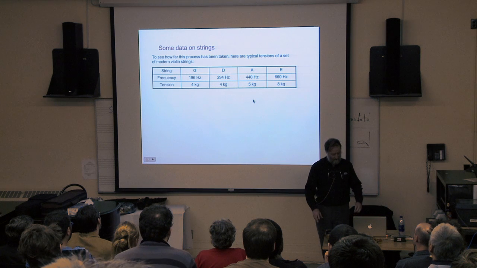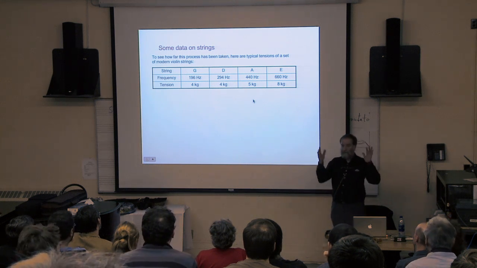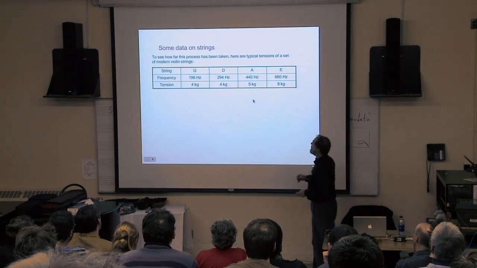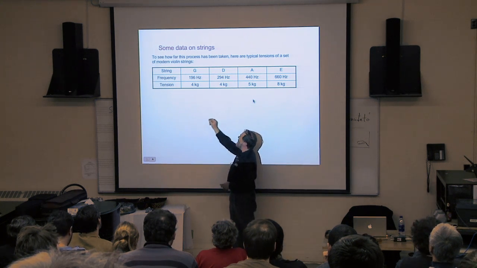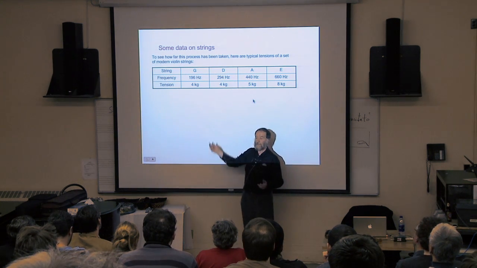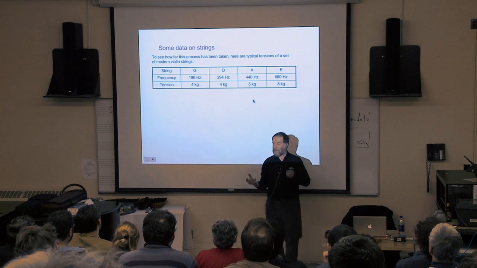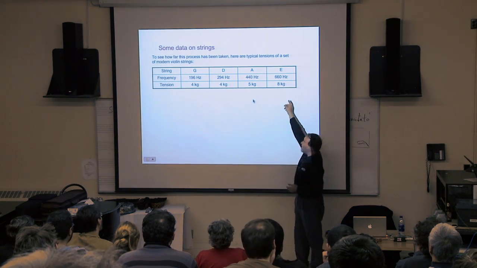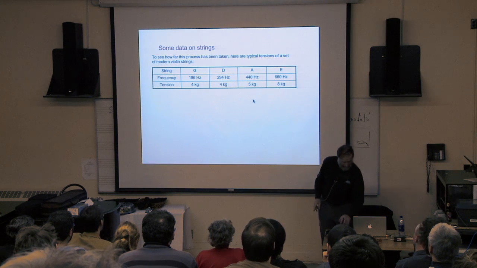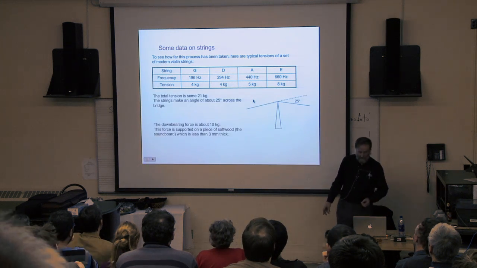For a typical set of modern standard violin strings, so here are the 4 open strings, there are the frequencies they're tuned to, and here are the tensions in round numbers, and I've just expressed them in kilograms weight so you can visualize them. So those are the typical tensions of a set of violin strings, fairly high. You add those up and you get about 20 odd kilograms.